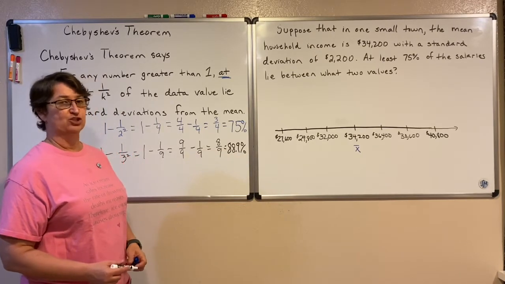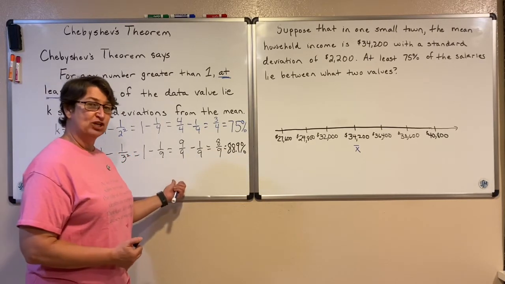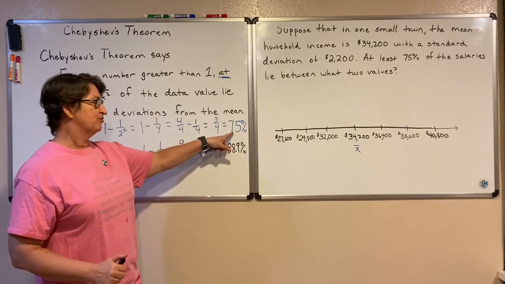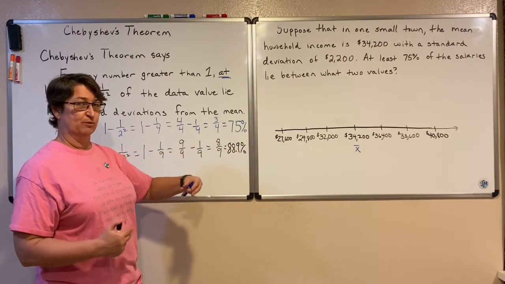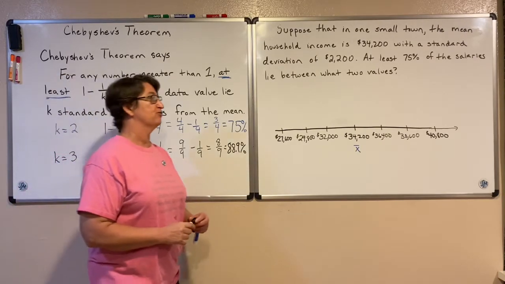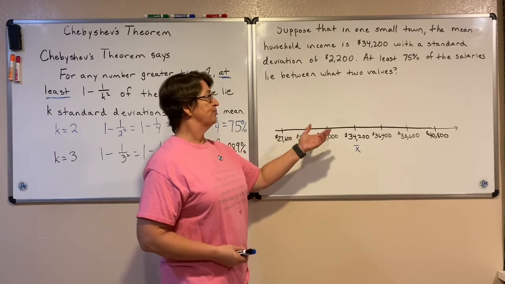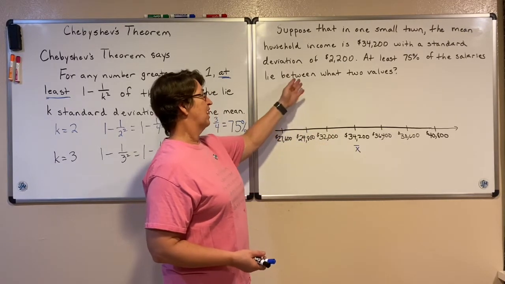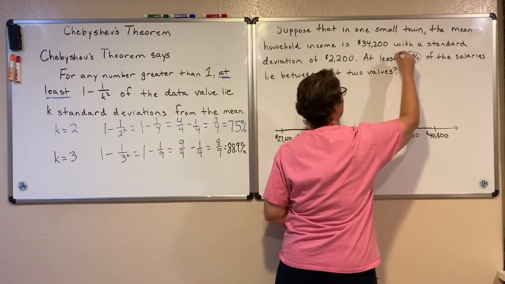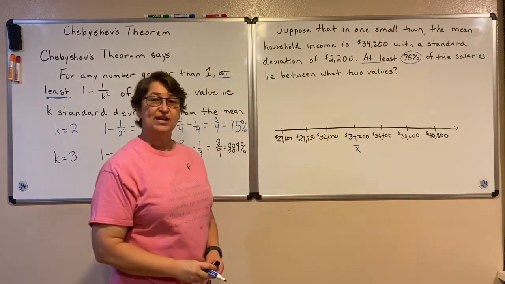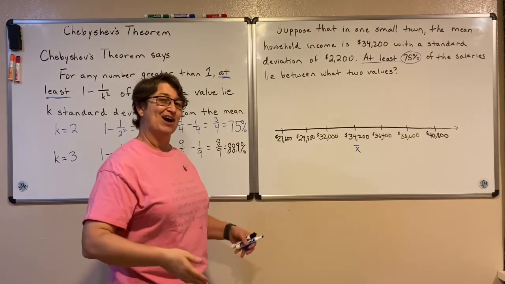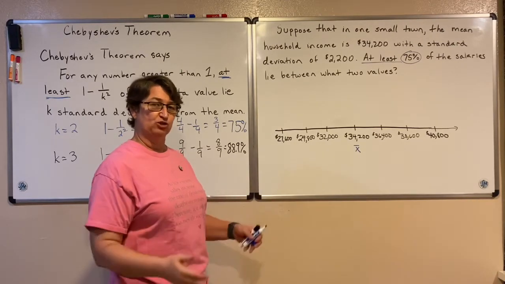So now that we know a little bit about Chebychev's theorem, which tells us no matter the shape, at least 75% of our data lies within 2 standard deviations from the mean, and at least 88.9% of our data lies within 3 standard deviations from the mean, then we can answer this question. At least 75% of the salaries lie between what 2 values? Well, we see that at least 75%, and we're going to think to ourselves, that's 2 standard deviations out. We know that at least 75% of our data is within 2 standard deviations from the mean.